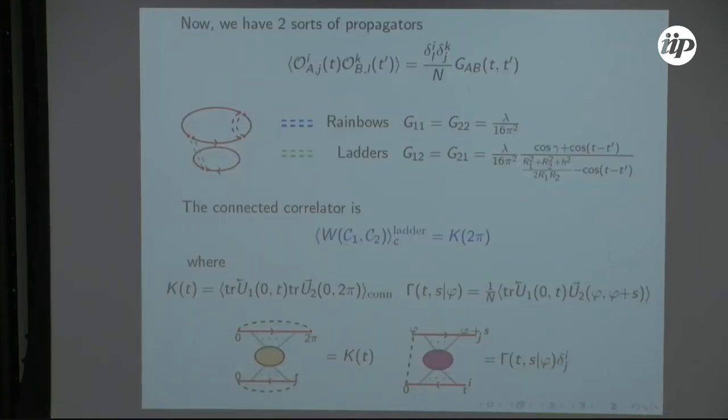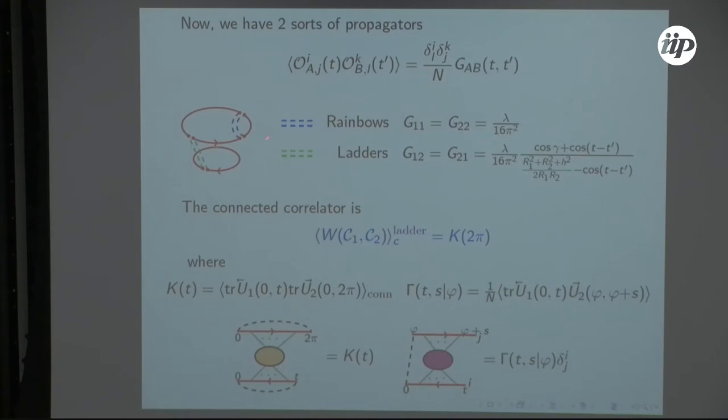Okay, but before doing that, let's try to consider the ladder contribution to these correlators. Now, so again, we have to compute this effective propagator between these two O type of operators. Remember, they contain the gluon and a scalar. But now these operators can be in the first or in the second loop. So you have two types of propagators. One of them, we will call them rainbows, and I pick them in blue.